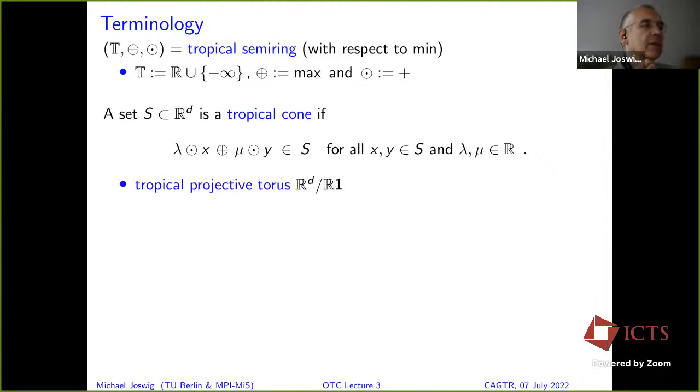Now here's a key observation, which is very simple. If you have a tropical cone, then all scalar multiples of the all ones vector are contained in this set. I should say a tropical cone is supposed to be non-empty by definition, and then it contains the all ones vector multiplied with any real number. So we can factor this out.